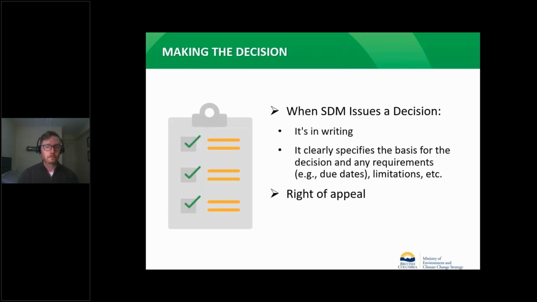When an SDM makes a decision on an application, or other contaminated sites matters, it is done in writing. Furthermore, the information that is the basis of the decision and the reasons for the decision are normally explicit in the written decision. Should requirements be imposed as part of the decision, those are specified, as are any limitations or qualifications to the decision. Should a person believe they are aggrieved by a director's decision, they may appeal the decision to the Environmental Appeal Board as established under the Environmental Management Act. Next slide, please.